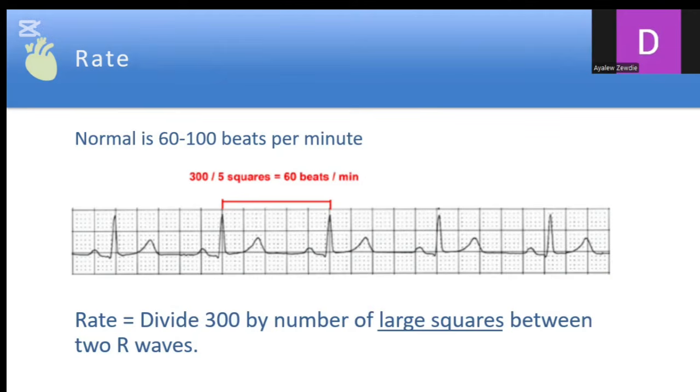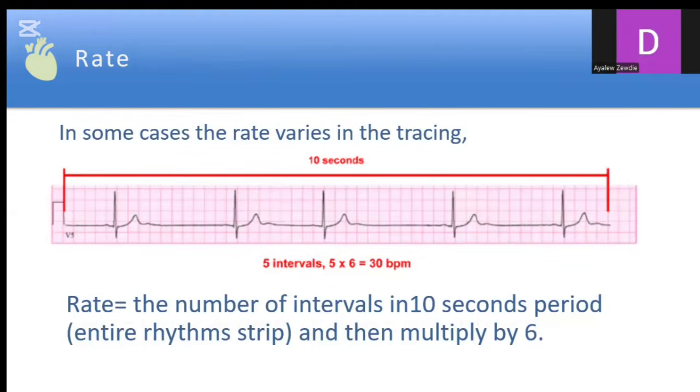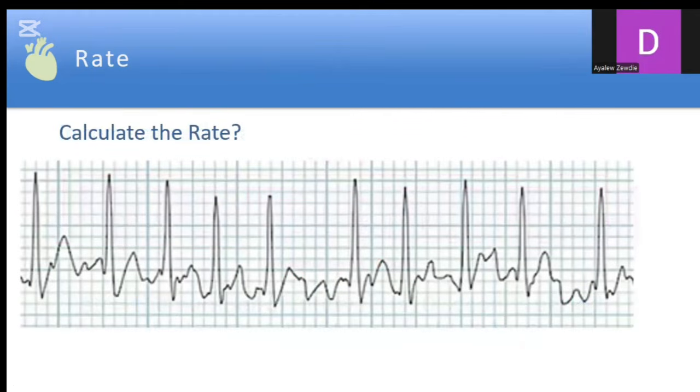This works if the RR interval is regular. If it is irregular, you need to count the number of RR intervals and multiply by 6. So the ECG should be done in 10 seconds. So you can calculate the rate for this.